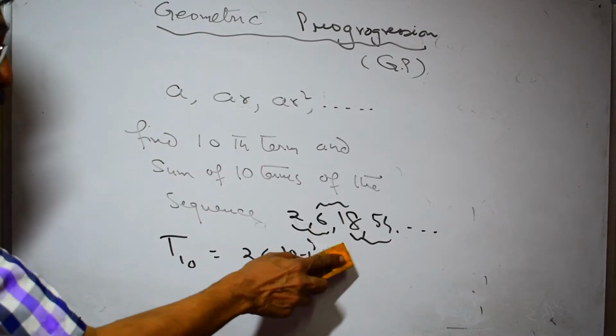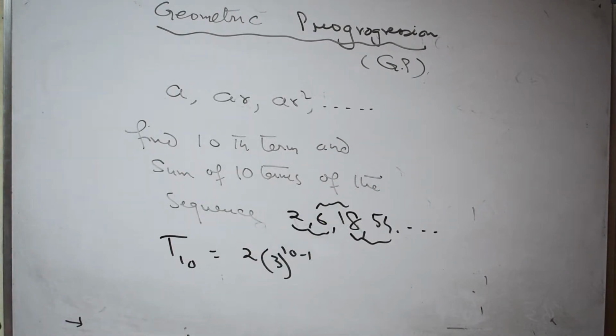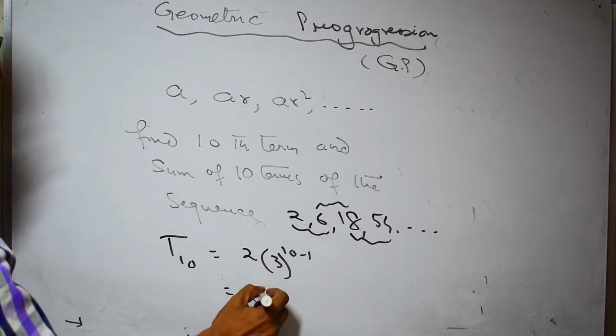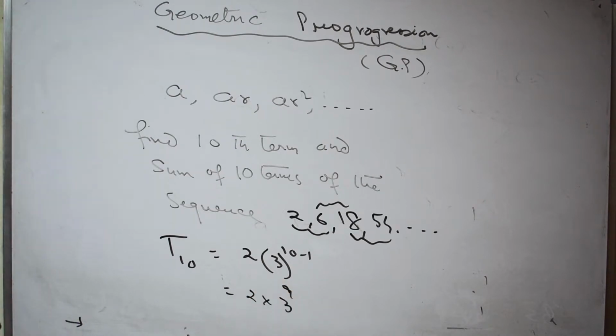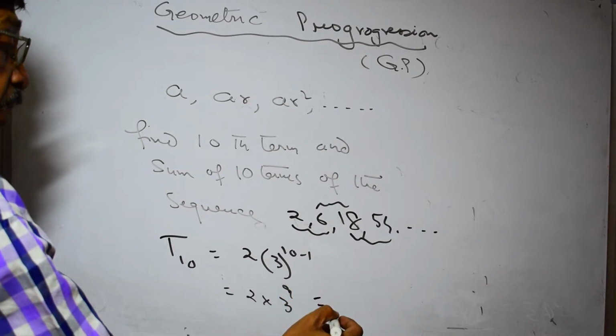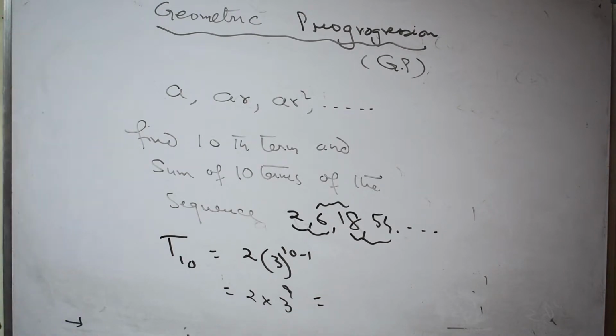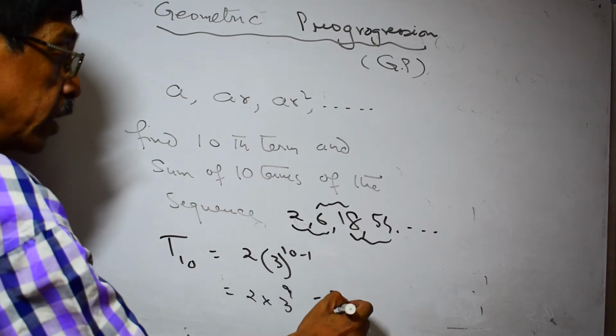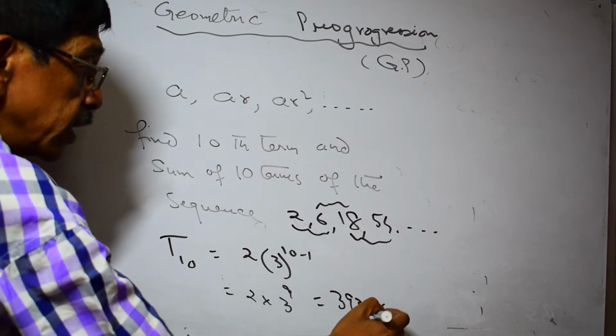That means it's a big result. 3 to the power n minus 1 is 3 to the power 10 minus 1, which is 9. So our result is 2 into 3 to the power 9, and 3 to the power 9 is 19683, and that is multiplied with 2. That means 2 times 19683, and the final answer is 39366.